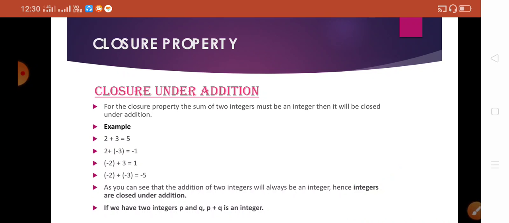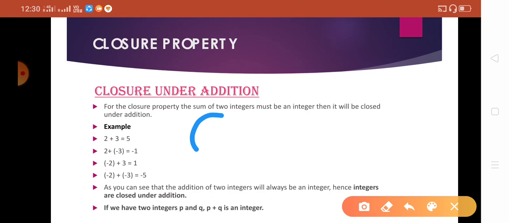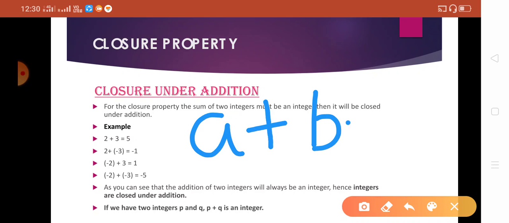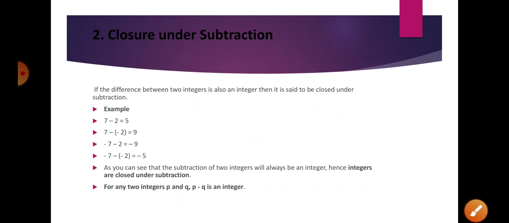Simple thing that you have to learn: if you have taken a and b, a is an integer, b is an integer, you add them and the answer is c, then c must also be an integer. Clear? Now the next is closure under subtraction.